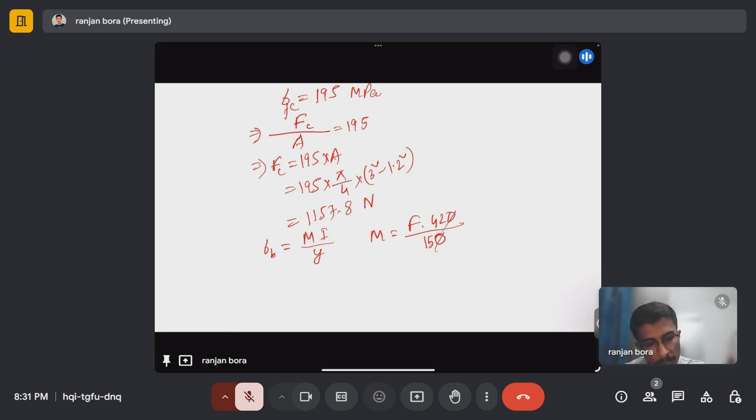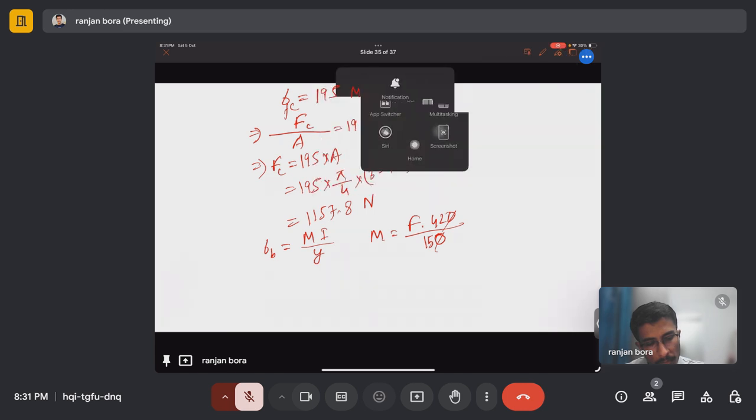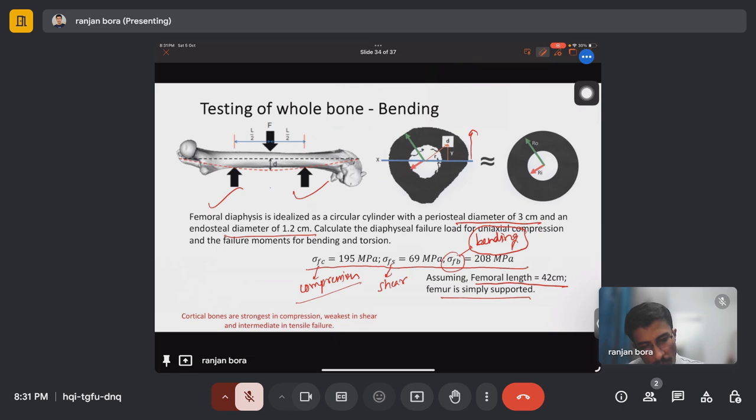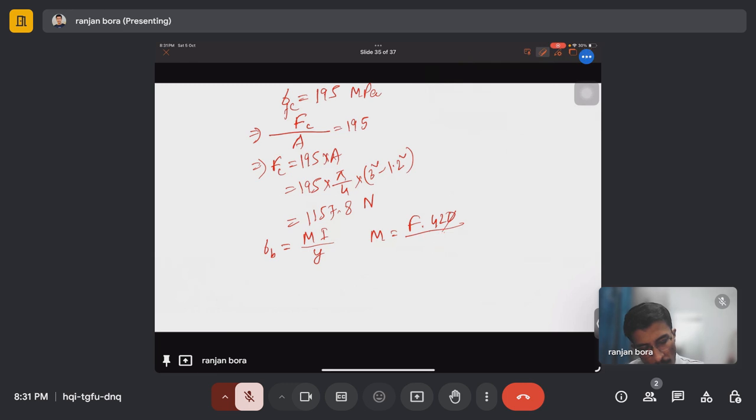Wait, sorry, this bending moment expression was FL by 4, so 4 will come here, it will be 105F.